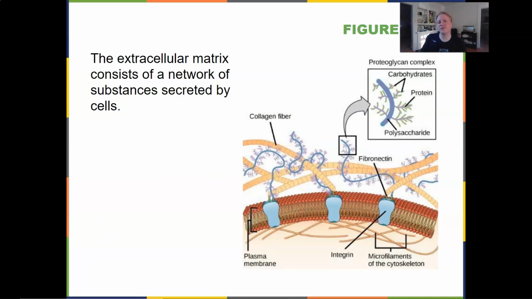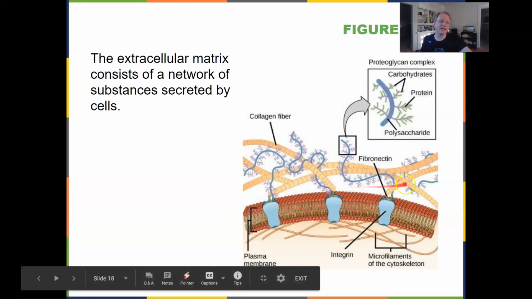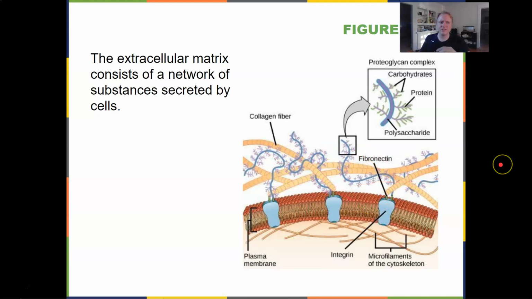This is the extracellular matrix. Okay, so here you see the plasma membrane that we talked about in the last lecture, and you have fibronectin and collagen fibers and all of these things that are helping to anchor the cell. It's helping the cell to communicate with other cells. This is sort of the area outside of the cell.